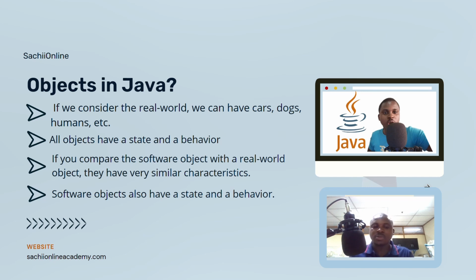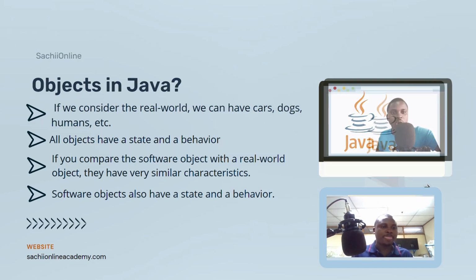If you are talking about objects in Java, they are much similar to those objects that we have in the real world, only that these ones are software based objects. If you compare a software object with a real world object, they have very similar characteristics. Which similar characteristics? A state and behavior. Software objects also have what we call a state and behavior. You are going to see all these things later, but just know that objects in Java or objects in programming also have what we call a state and a behavior.